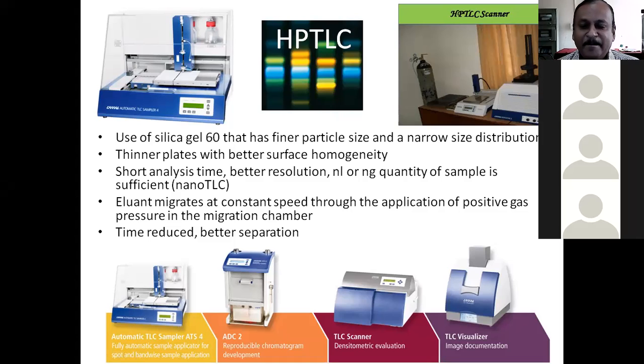Is it okay? After your chromatographic run is over, the plate is removed from the chamber and put in another chamber, which is called the scanner. The scanner will scan your plate from one end to the other, and wherever the sample zones are formed, those zones will be shown to you in the form of an image.